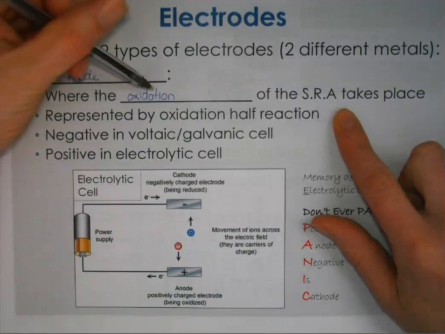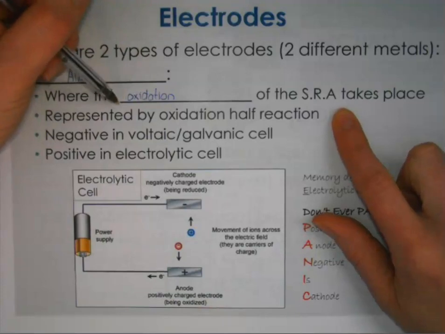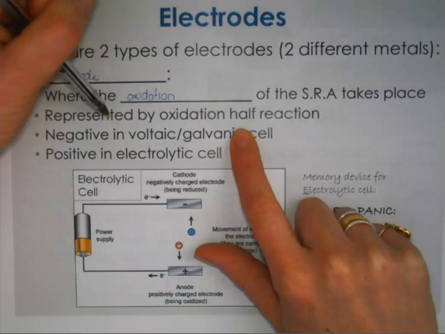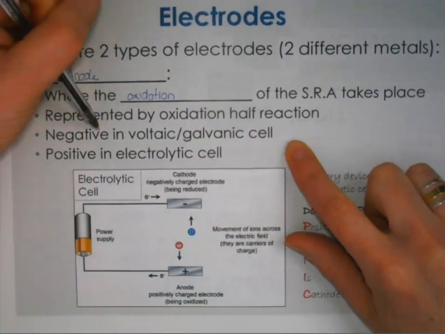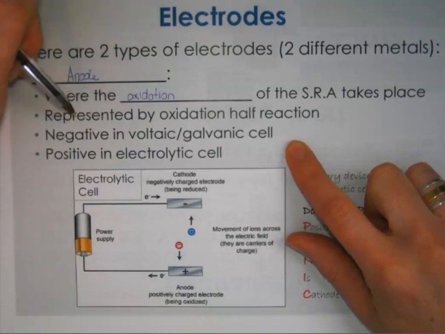Okay, so keep in mind with oxidation, what does that mean is happening? It means that electrons are being lost. So we represent what's happening at the anode by an oxidation half reaction. And depending on the type of cell, we either label the anode as being negative or positive.